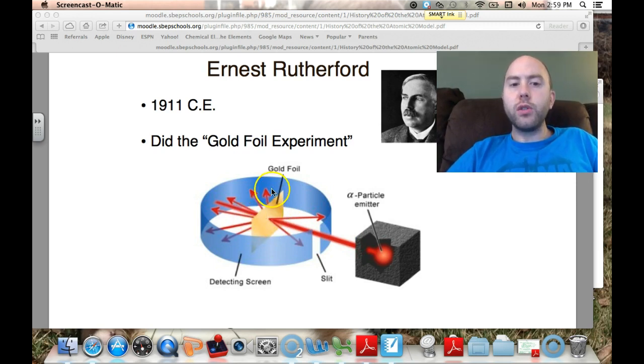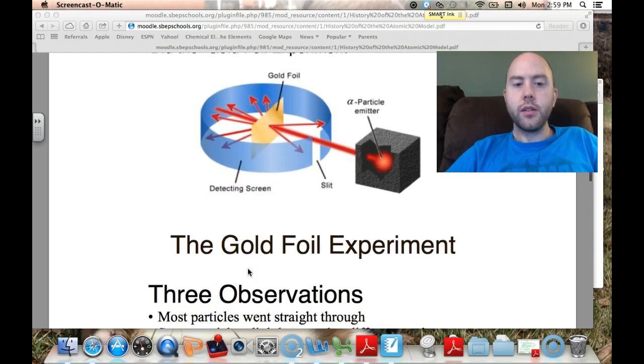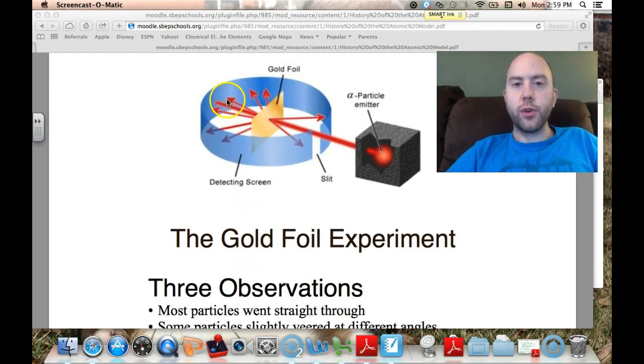And then he'd look to see where was the most light. Every time the alpha particle would hit this fluorescent screen, it would light up. And he noticed three main things. He noticed that a vast majority of the particles went straight through. So he constantly saw this light right here. He constantly saw a light.